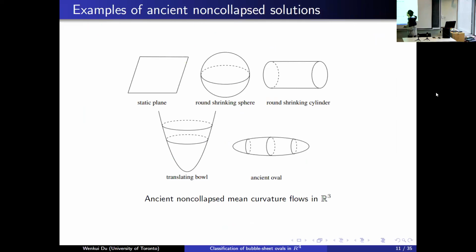Here are some examples of ancient non-collapsed solutions. The first picture is a static plane. The second and third are generalized cylinders. And the next picture is a translating ball. It's almost like a paraboloid, and when it translates, it will sweep out the whole space. And the last picture is called the Ancient Oval. In the middle it looks like a cylinder, and at the tips it looks like two translating balls glued together.